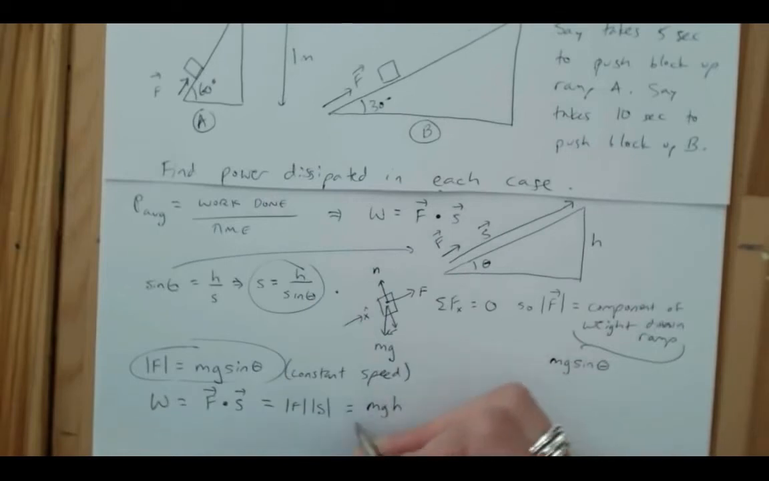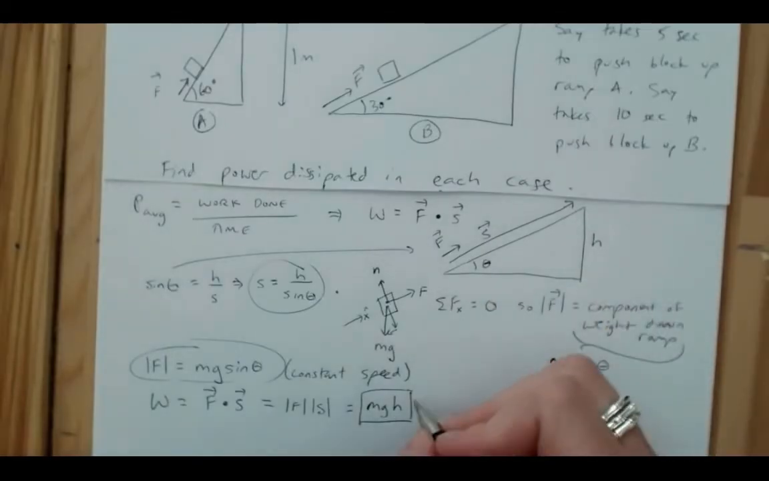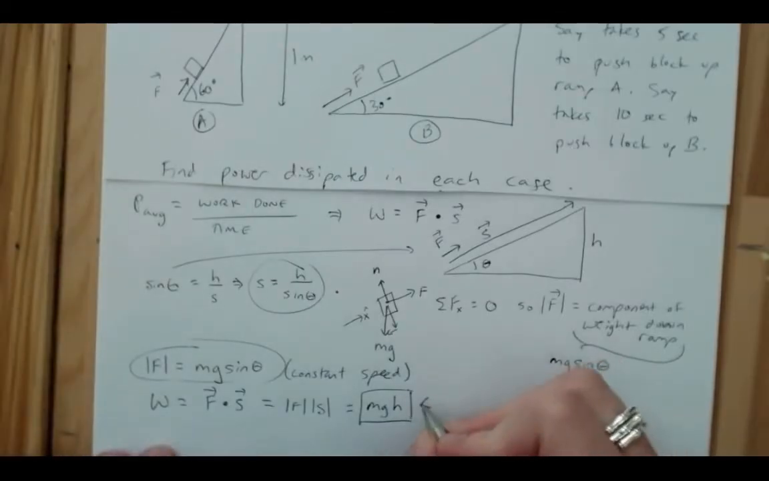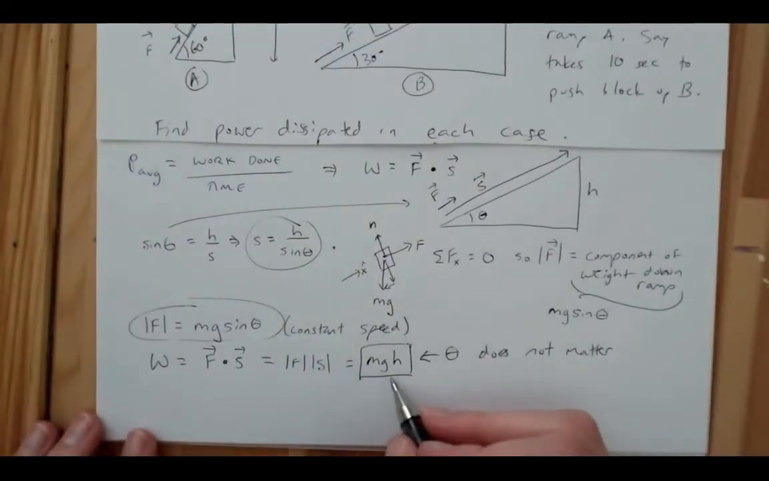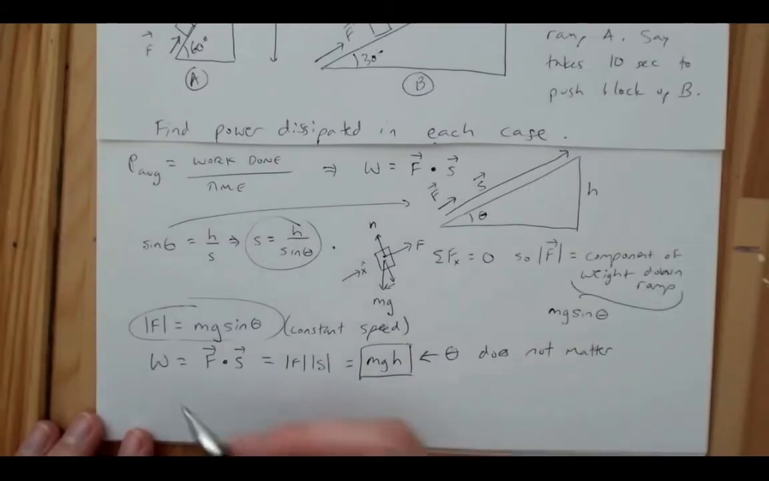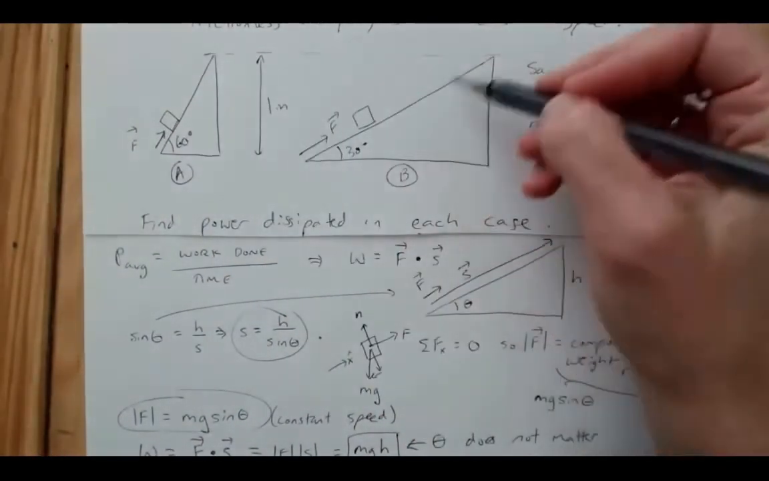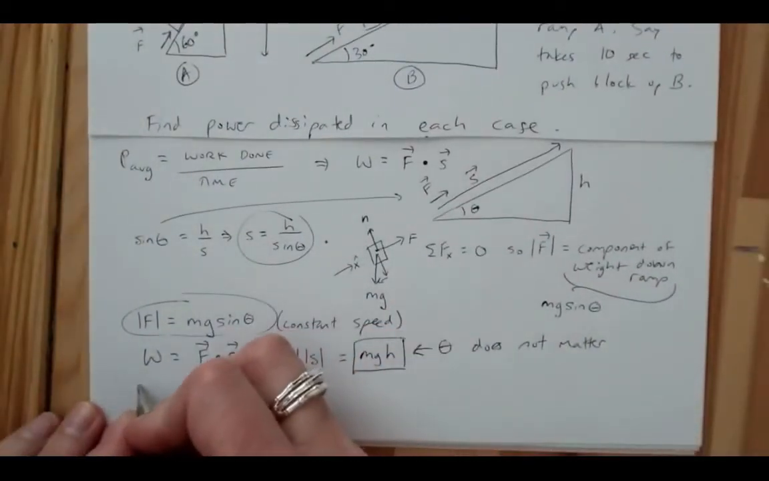So the sine of thetas cancel, and in the case of this general ramp with some angle theta and height h, the only thing that ends up mattering is the height and not the angle. So theta does not matter. So if we have this result, mgh, for the work done in both cases, then we can see that it does not matter about the angle of the ramp. It's the same work for both cases.